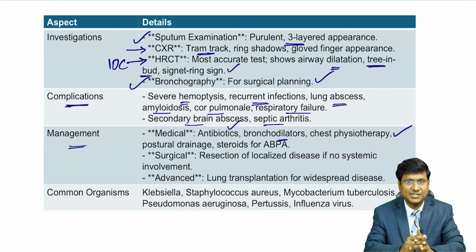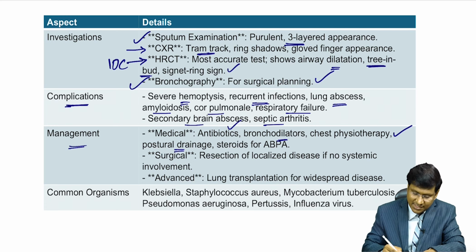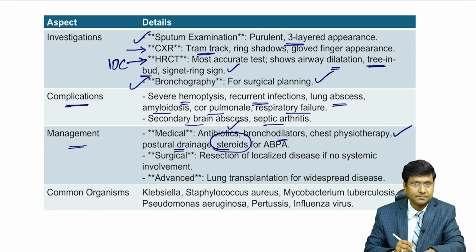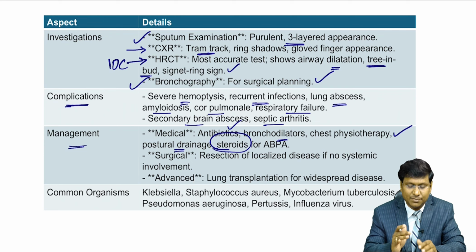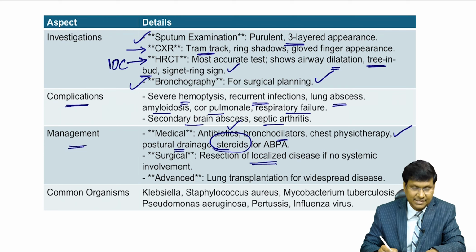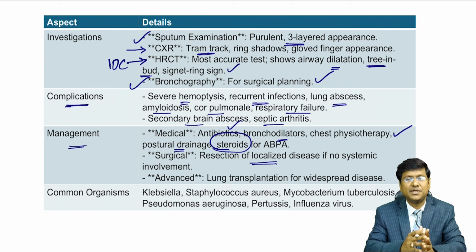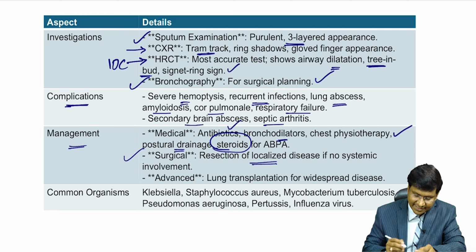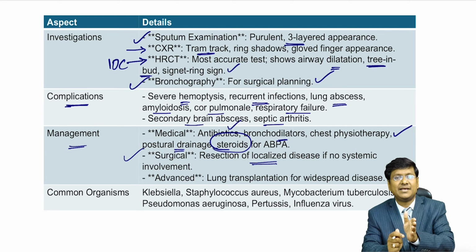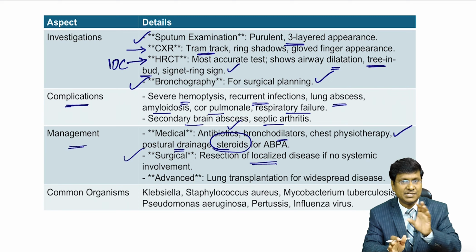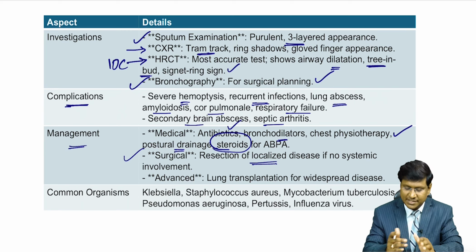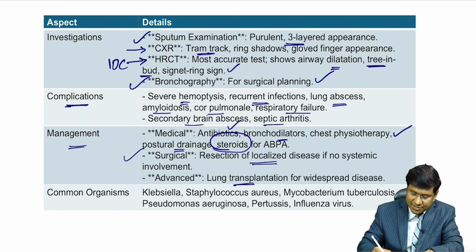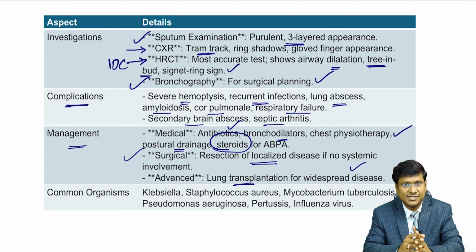Now, if allergic bronchopulmonary aspergillosis is the etiology causing bronchiectasis, then you need to give steroids. Then, when can you plan for surgical resection? If the bronchiectasis is localized, if there is no systemic involvement, that is when you can plan for surgical resection. But in advanced cases of bronchiectasis where there is diffuse bilateral bronchiectasis, in such cases you cannot do lobectomy. What you need to do is lung transplantation for the widespread disease.